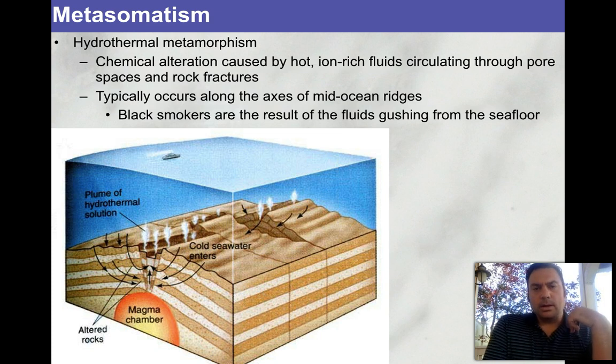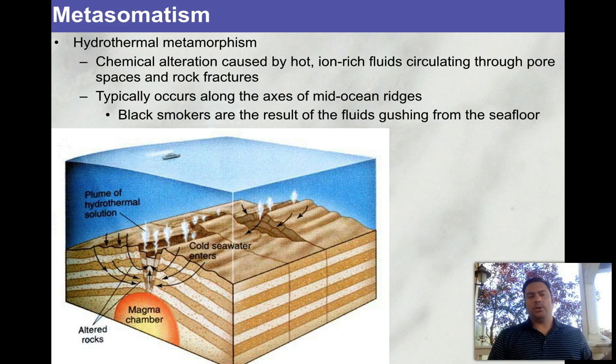Another way that you can do massive alteration of a location and a little wider zone, while it's still associated with a magma chamber, is through metasomatism. Metasomatism really just means hydrothermal metamorphism: chemical alteration caused by hot, ion-rich fluids circulating through pore spaces and rock fractures. This is really common along the axes of mid-ocean ridges.